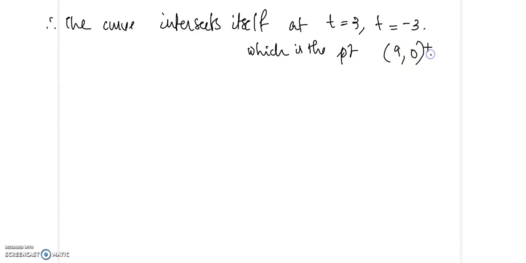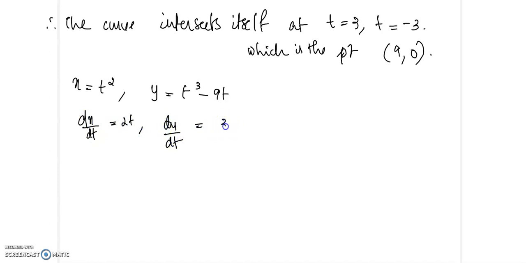Okay, now let us look for what are the derivatives at t equal to 3 and t equal to minus 3. So we have x equal to t square and y equal to t cube minus 9t. So dx by dt will be equal to 2t and dy by dt is 3t square minus 9. So therefore we will get dy by dx, that is the slope. So dy by dx will be 3t square minus 9 by 2t.